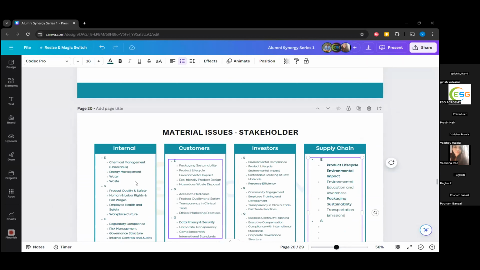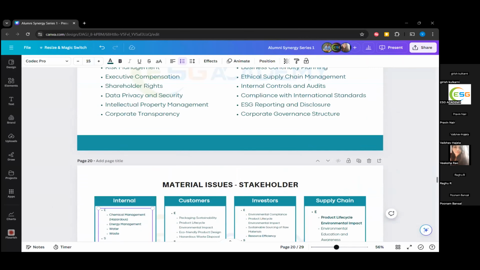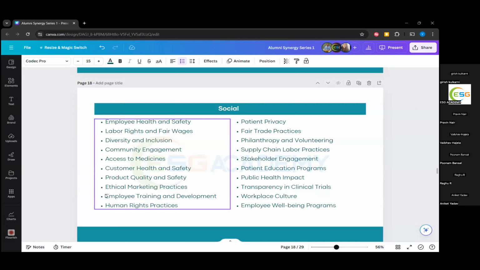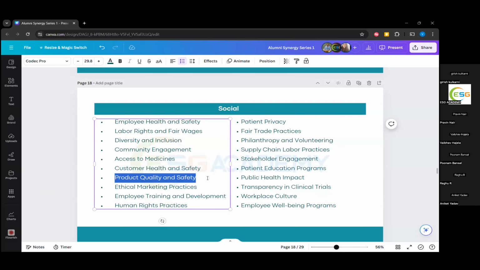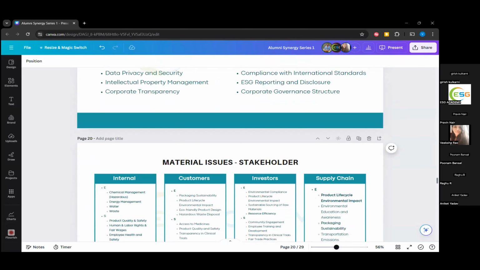Right. So as part of social, should it be a patient education program or something? Diversity, I would say. So again, we are going to the end, probably end. We are going to the formulation side. Okay, so let's not go to them. Product quality and safety, yes. Fair trade, labor practices. Fair trade, yes.